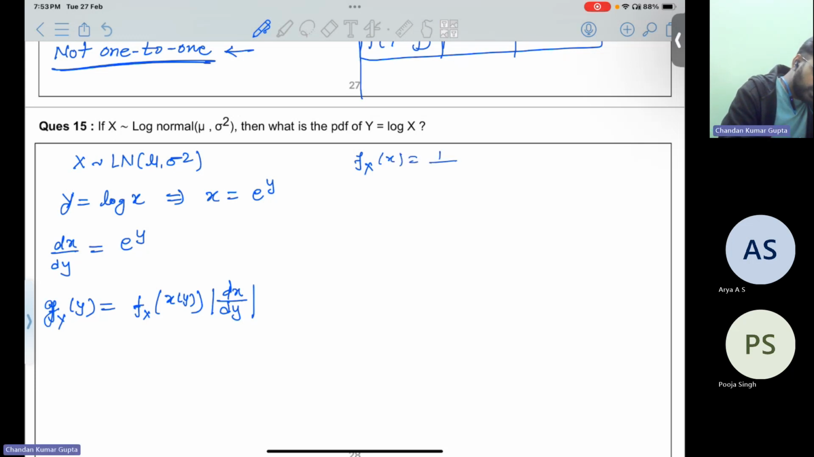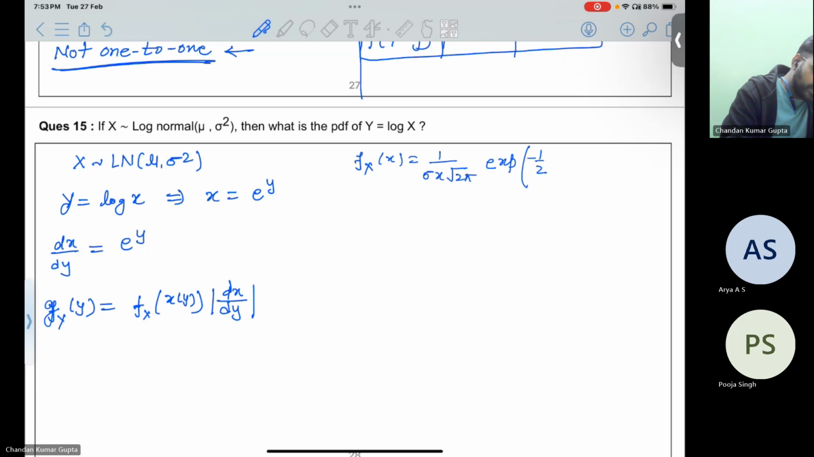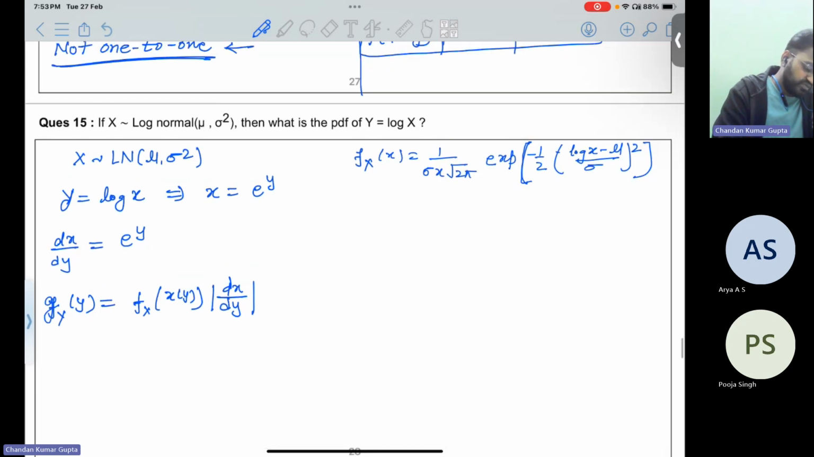One upon sigma x root 2 pi, e to the power minus 1 by 2, log x minus mu upon sigma whole square. Okay, this is the PDF of the log normal distribution. So we will replace this.